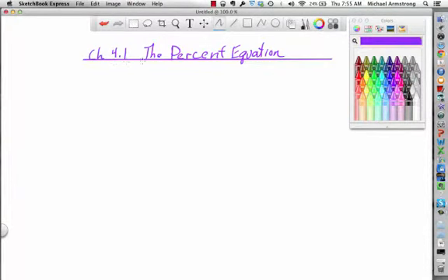Okay, this is chapter 4.1, the percent equation, and the equation is sort of an important thing. It's one of the things that we're going to talk about first. We need to kind of learn this.